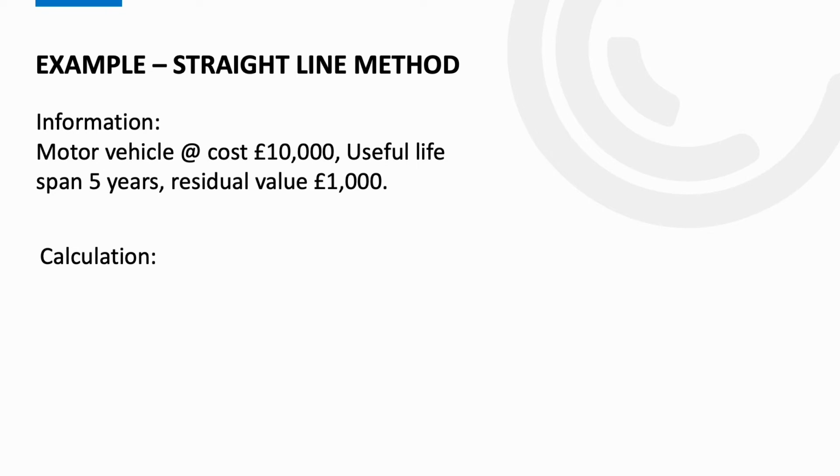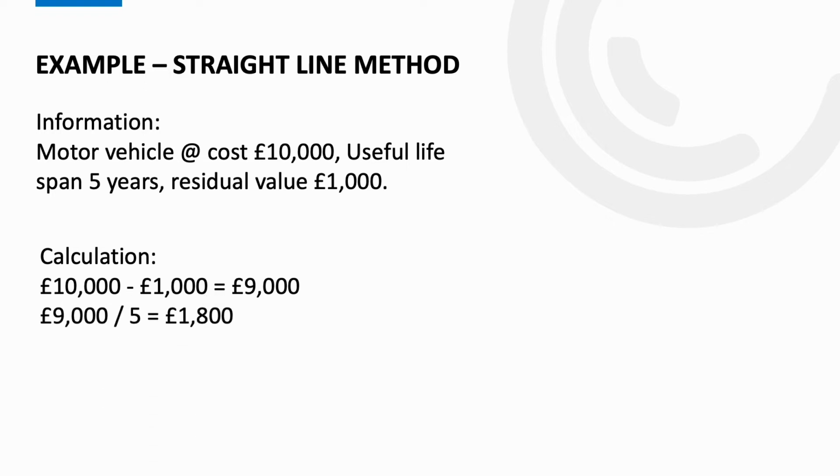Firstly, straight line method. Let's remind ourselves of the formula again. Cost of the asset less the estimated residual value divided by the useful life. We will therefore do the cost of 10,000 less the residual value of 1,000 to give us 9,000. Divide this by 5 and that would give you a yearly depreciation amount of £1,800.